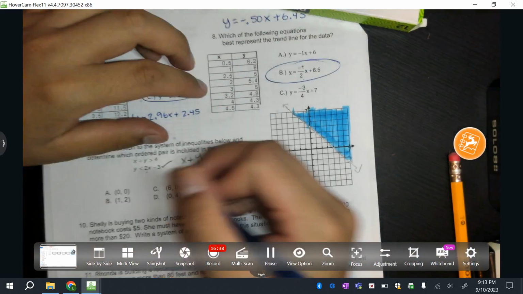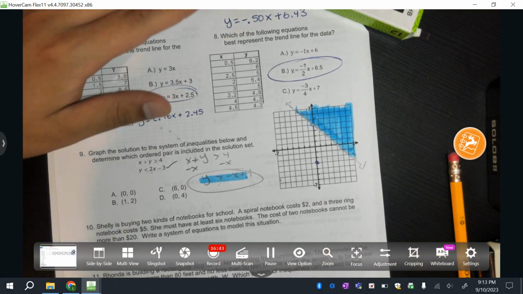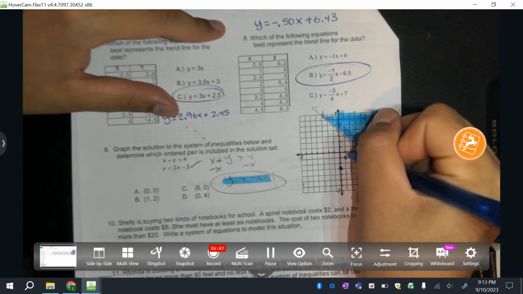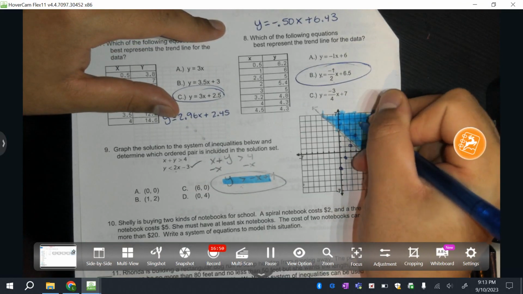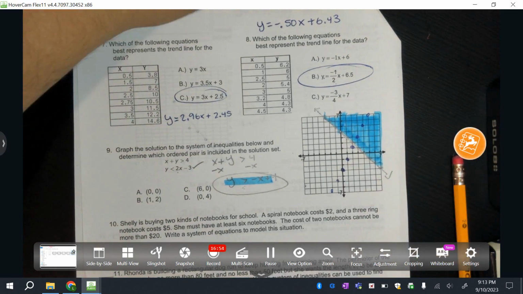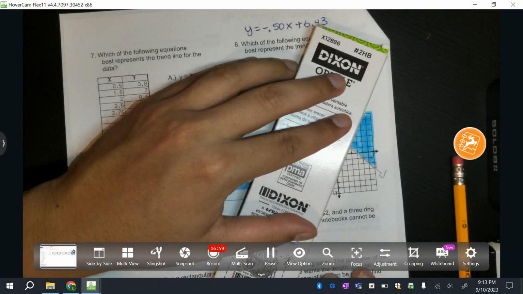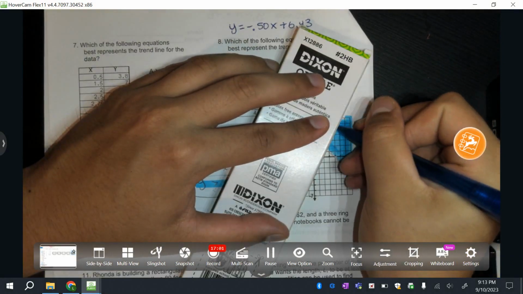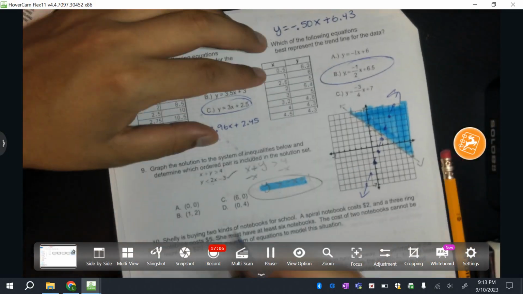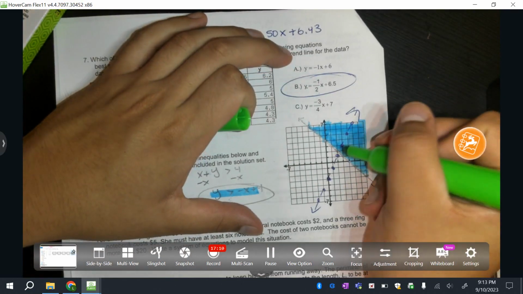Alright, so then for the next one, 2x minus 3, I'm going to start off at negative 3. And then since the slope is 2, I'm going to go up 2, right 1, up 2, right 1, up 2, right 1, up 2, right 1, up 2, right 1. And also make a dotted line. And then we have a symbol of less than, so we are going to shade below.